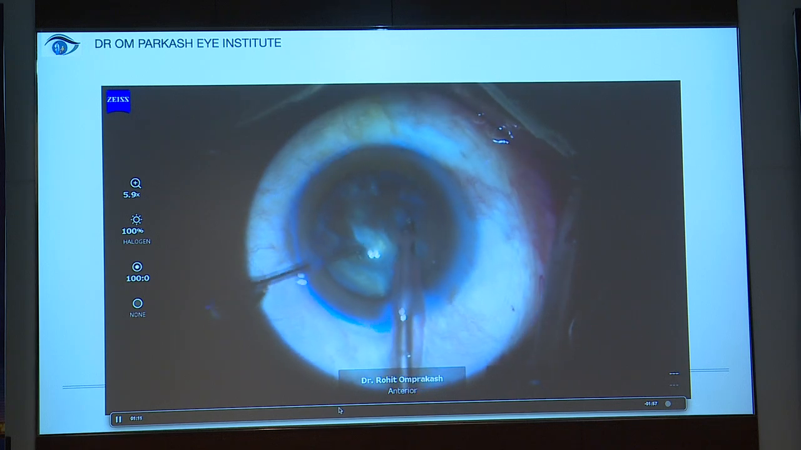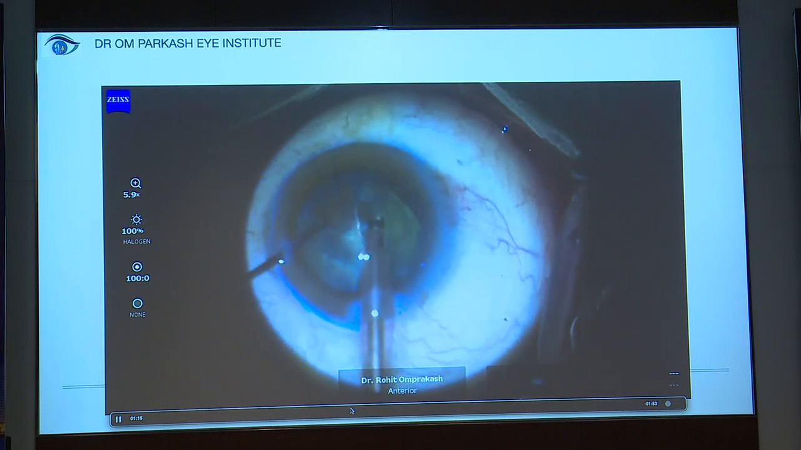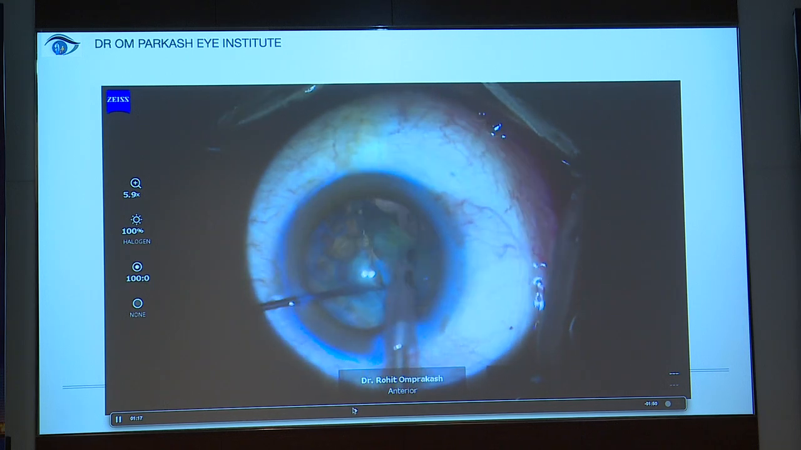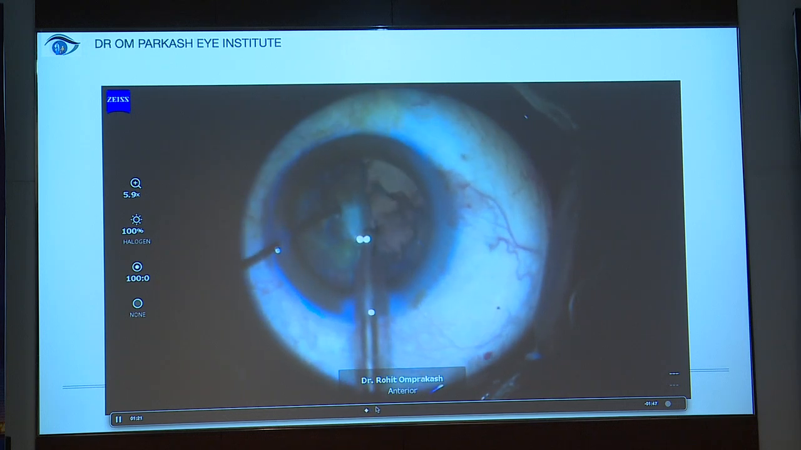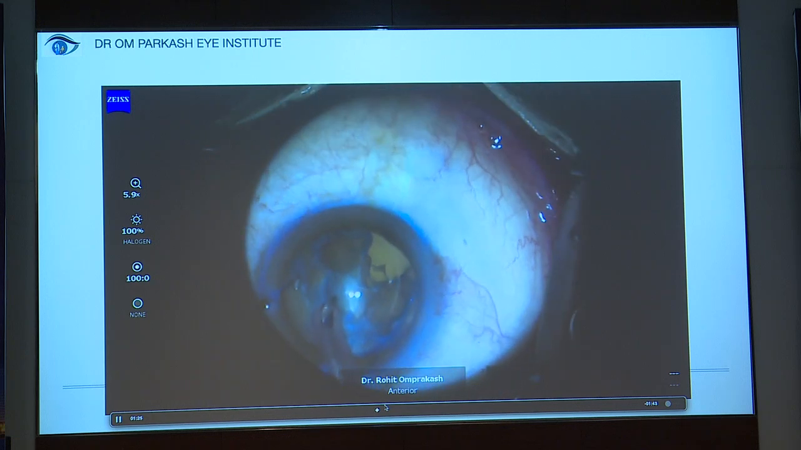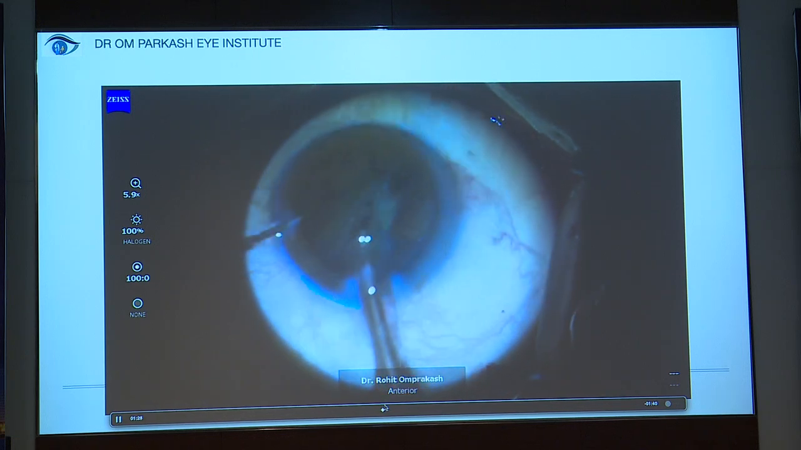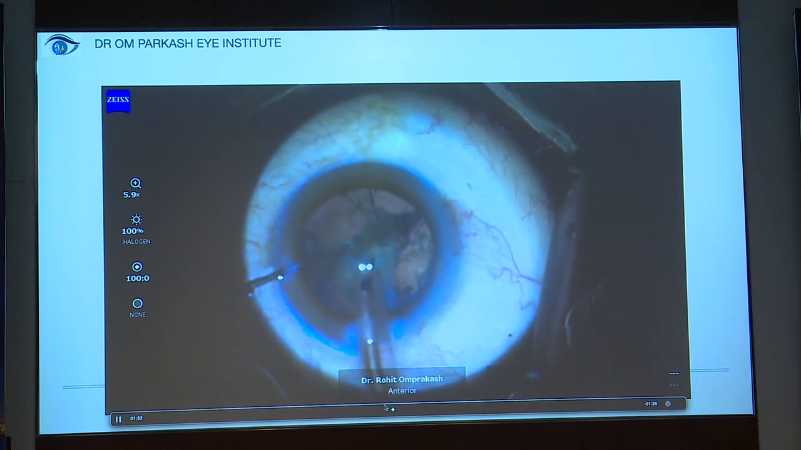You can see now this has been taken care of. Now I am trying to dislodge, and here you can see how I am managing it. By any means I am not rotating. I have not done any hydrodissection or hydrodelineation, because I'm somehow not comfortable in doing hydrodelineation in a patient who has nuclear sclerosis, and he happens to be in the elder age group.